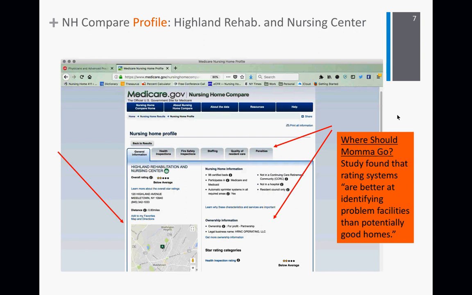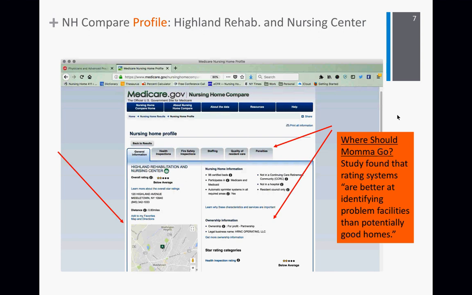And then the first arrow, the top arrow on the right-hand side, I pointed to all the different tabs, and we'll talk about these. But you can look very easily at the general information about the nursing home, what we're seeing here. You can look at health inspections, the fire safety inspections, the nursing home staffing levels, the quality measures, what they call quality of resident care, and then penalties.